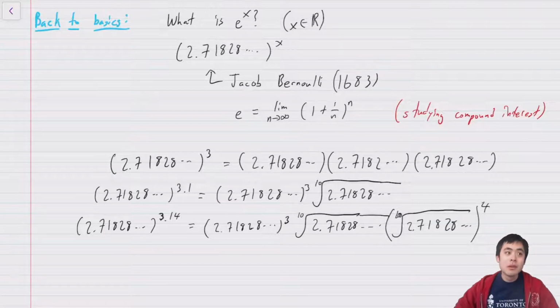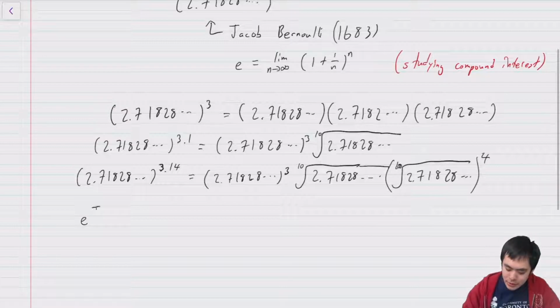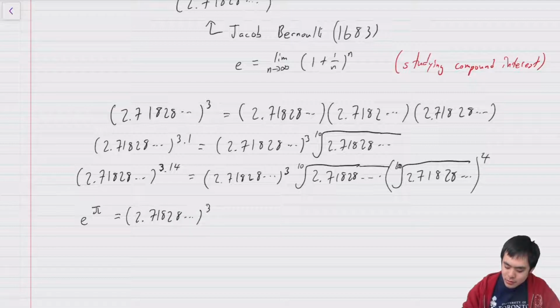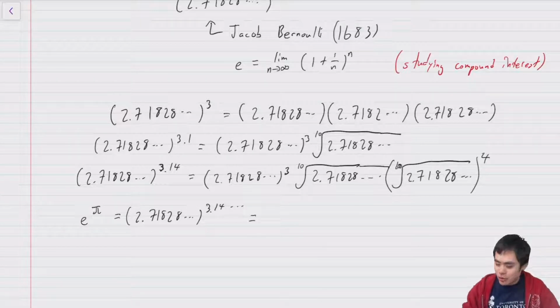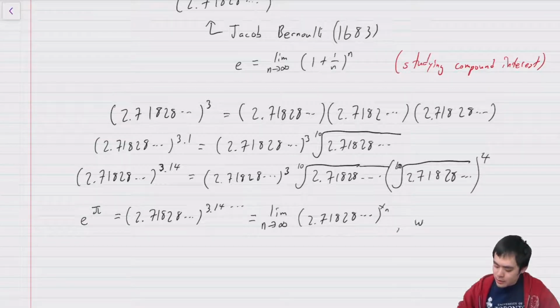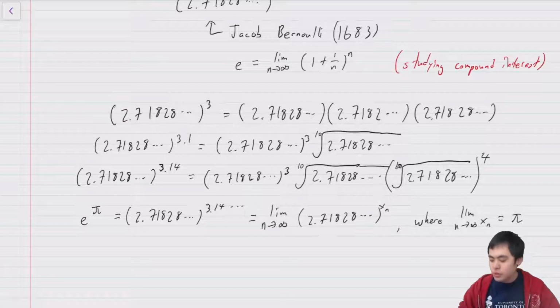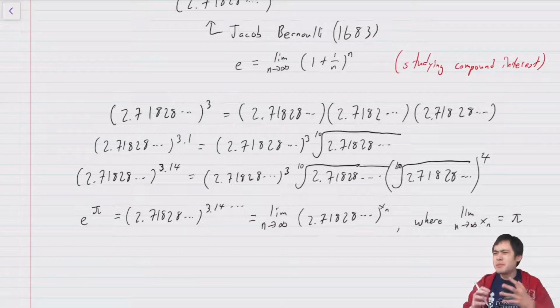Okay, now if you want to take say e to the pi, well, this is equal to 2.71828 dot dot dot to the 3.14159 dot dot dot. I don't actually have all of pi memorized. No one does. And so you can take limits. So you can think of this as the limit as n goes to infinity of 2.71828 dot dot dot to the x_n power, where the limit of x_n is equal to pi. So you could start with 3.1, 3.14, 3.14159, and so on. But this is kind of unwieldy.